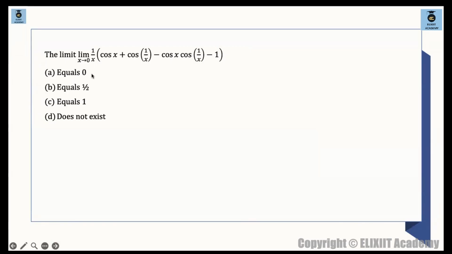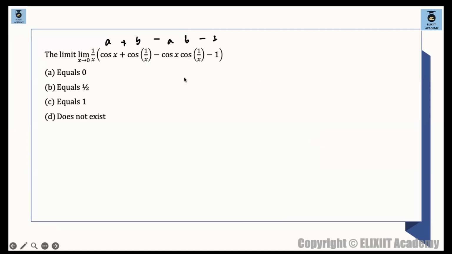Limit x tending to 0, (1/x) times (cos x + cos(1/x) - cos x cos(1/x) - 1). Again, this is clearly a format-based question. I have said this: whenever A, B and 1 are present, always factorize. You have A plus B minus AB minus 1. A, B and 1, it's a format actually, a profile of question which is taught under limits. So whenever these terms are there, always factorize and then proceed.